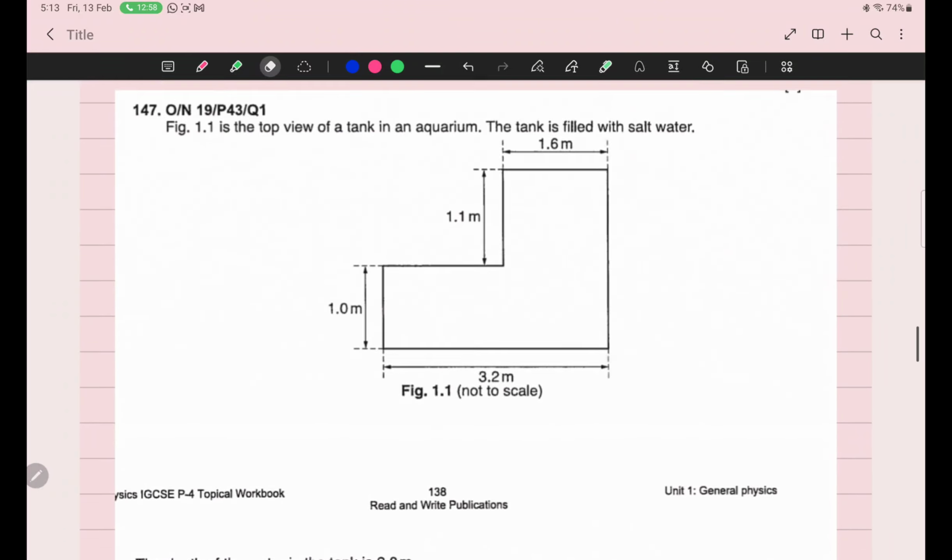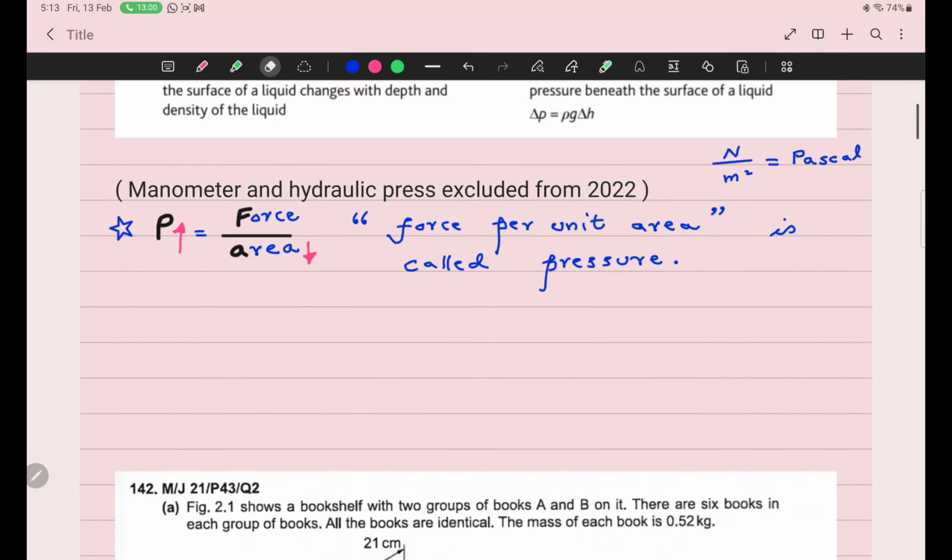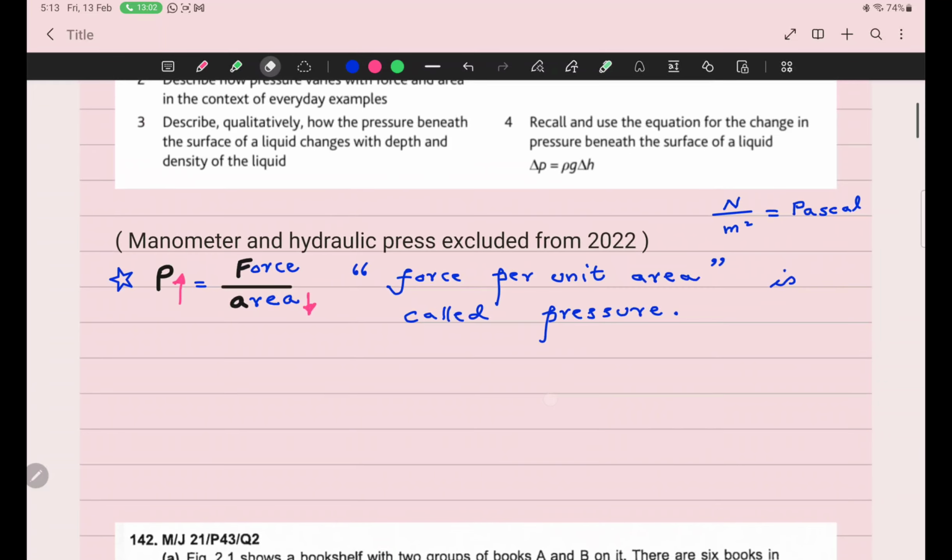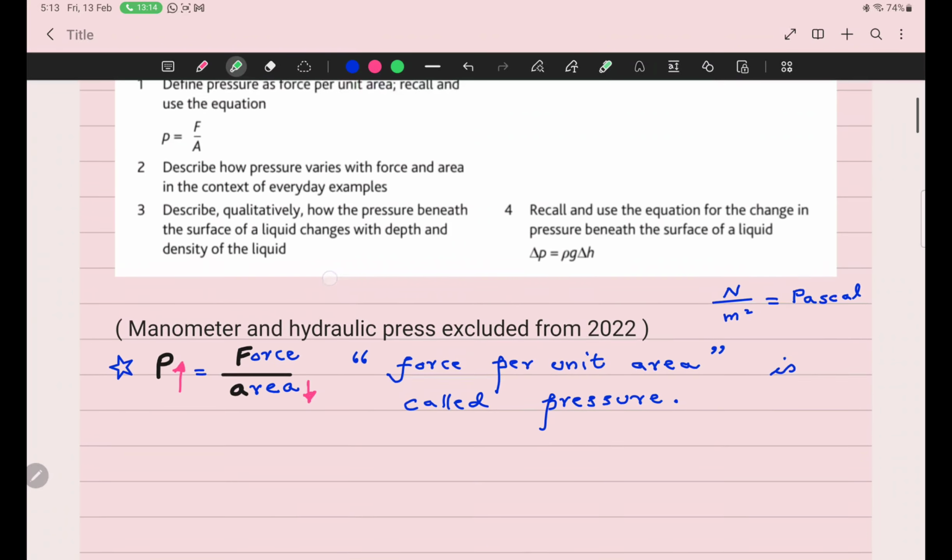So this question is completed, and now I am returning back to the theory. The first definition we have completed: define pressure. Sir, pressure is force per unit area. And what is the significance of this formula? I have explained. Now describe how pressure varies with force and area. And from everyday examples, I will explain you with more examples.